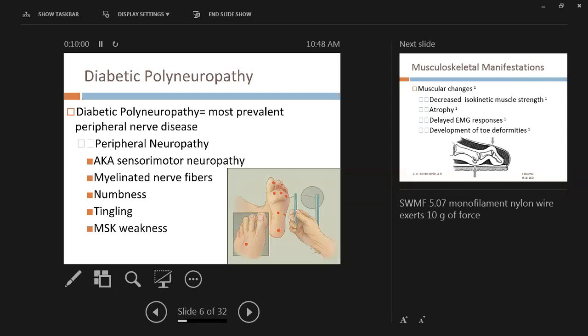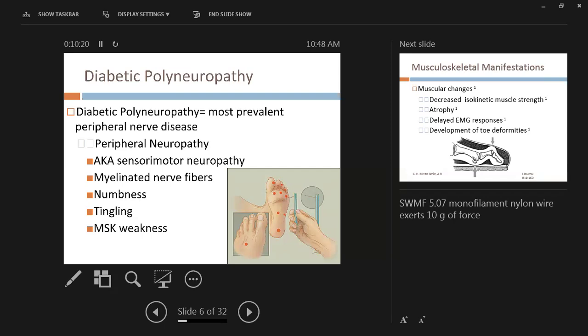Peripheral neuropathy is probably the most prevalent when it comes to diabetes. This pretty much means it affects the nerves that are far away from the heart. The further away you get from the heart, that's the periphery. So peripheral neuropathy is something that I test on pretty much every single diabetic patient that I see in the office. And we do it in very, very different ways.